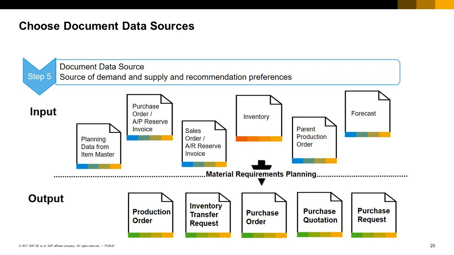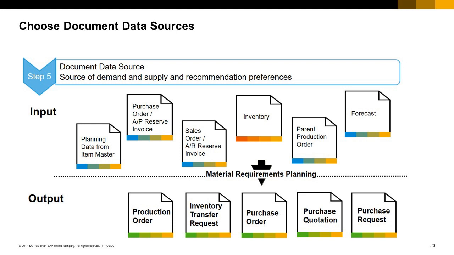You can include sales quotations, sales orders, AR reserve invoices and blanket sales agreements as requirements. In addition to specifying the type of document, you can also specify particular documents. For example, instead of selecting all sales orders, you specify which sales orders should be included. Do you wish to include production orders and inventory transfer requests?